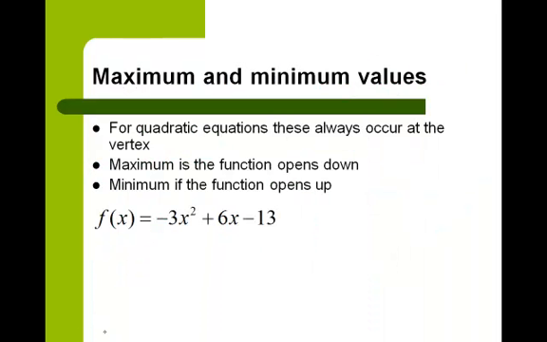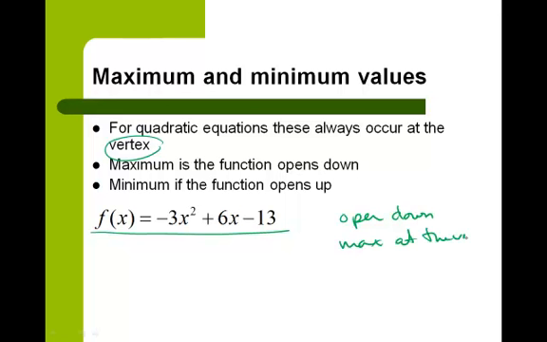The things that we're going to be looking at here, in particular this section, are maximum and minimum values. For a quadratic equation, these always occur at the vertex. We have a maximum if the function opens down, and a minimum if the function opens up. So again, looking at an example, this is going to open down, so we should be able to find a maximum at the vertex.